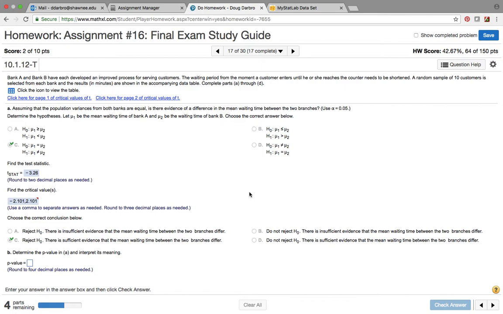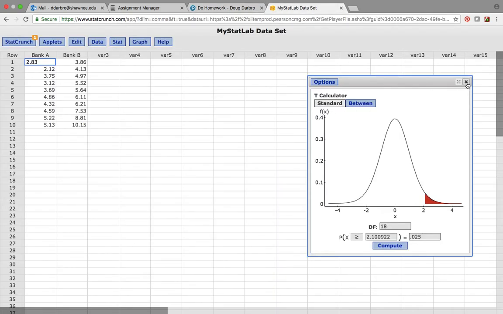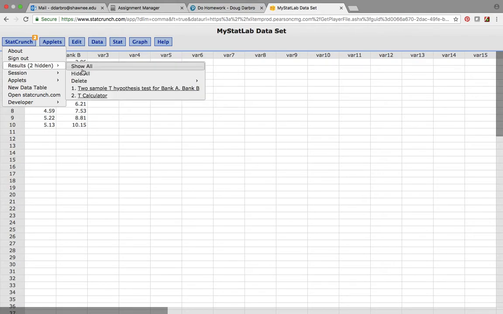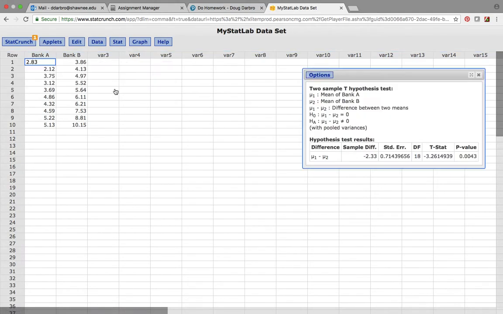All right. Determine the p-value. So guys, we had that. Let's just go back up here and look at the results. The p-value is 0.0043.